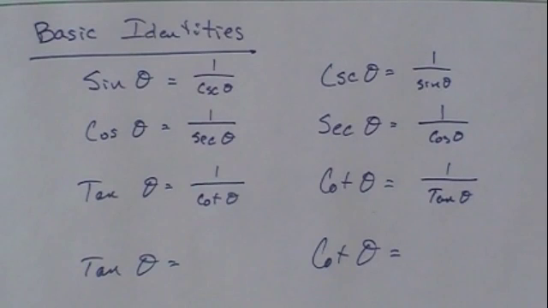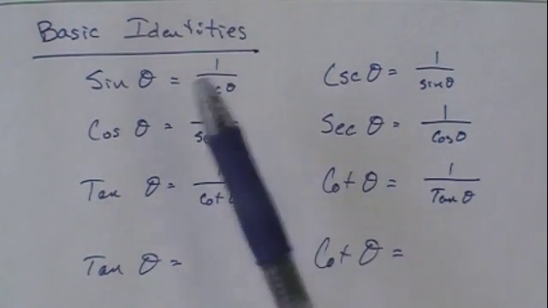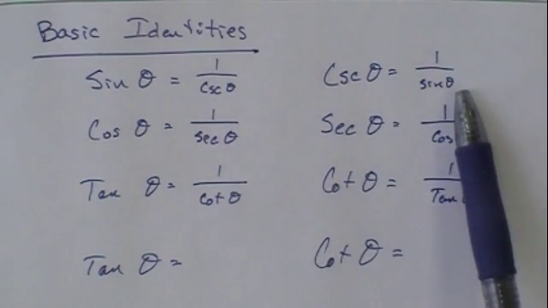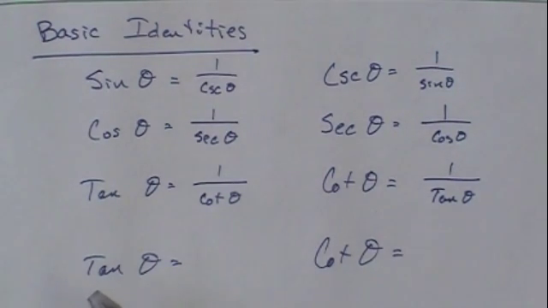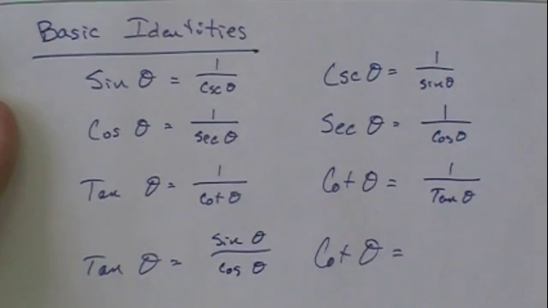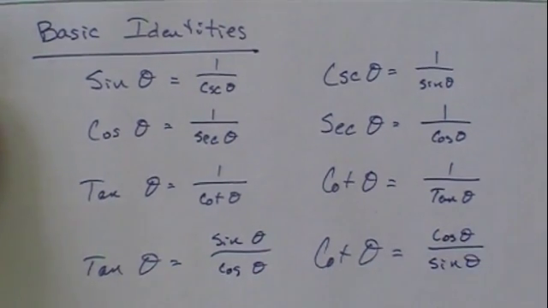Now here are some basic identities that we're going to be using throughout the semester in trig. We've already mentioned the reciprocal identities, where sine is equal to 1 over cosecant, and cosecant is equal to 1 over sine. We have the same for cosine and secant, tangent and cotangent. A couple other identities we have are the quotient identities. The tangent of theta is equal to sine of theta over cosine of theta. Because that's true, and tangent and cotangent are reciprocals, the cotangent of theta is equal to cosine of theta over sine of theta.